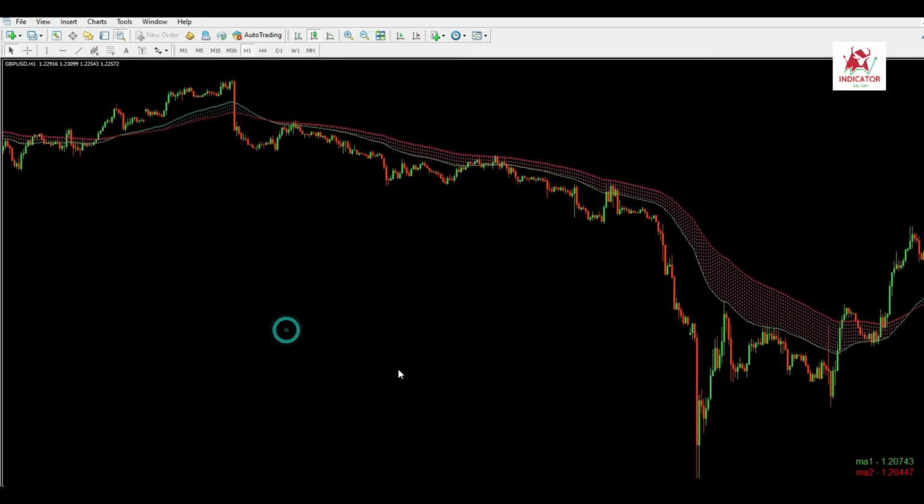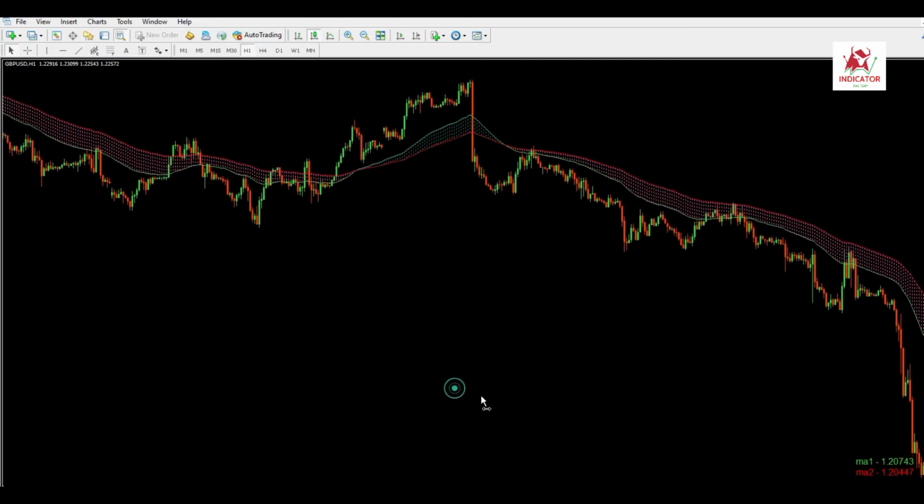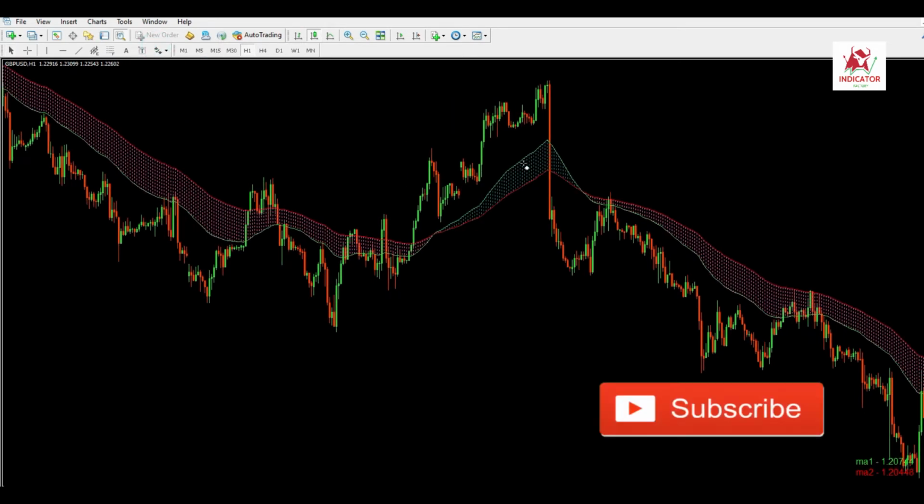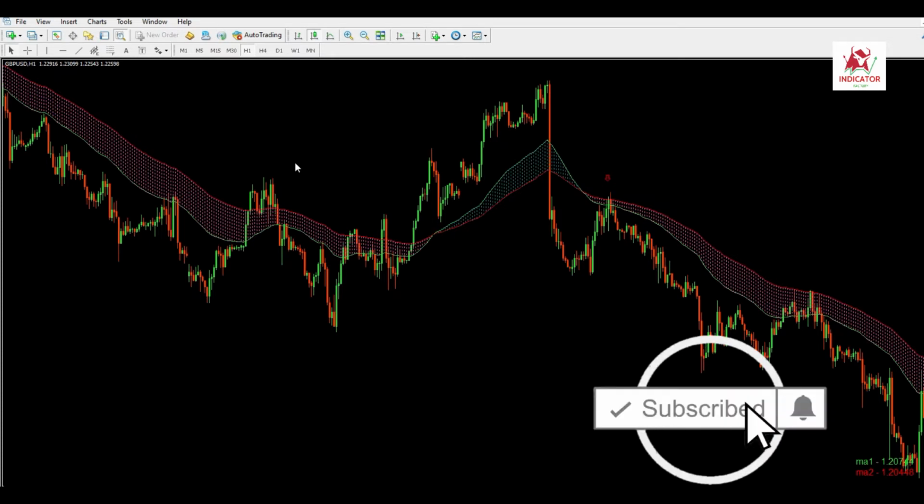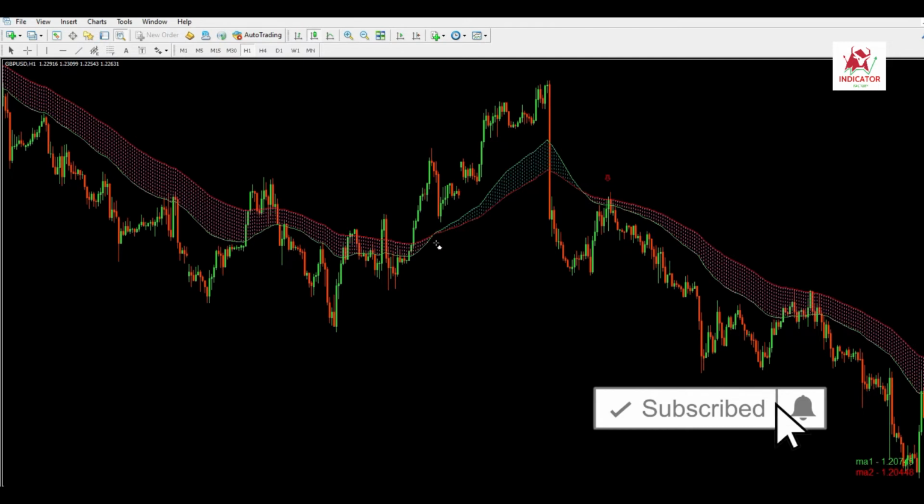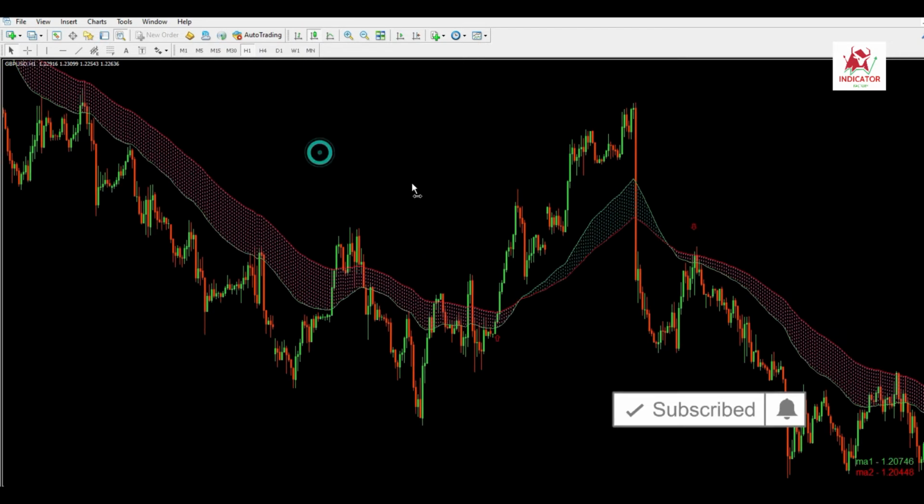MA1 price. Using this configuration you can set the type of price to be used in calculating the moving average. MA2 price. Same as above, the MA2 price allows you to choose the type of price. You can use one of the many combinations from the open, high, low and close to median or typical price.